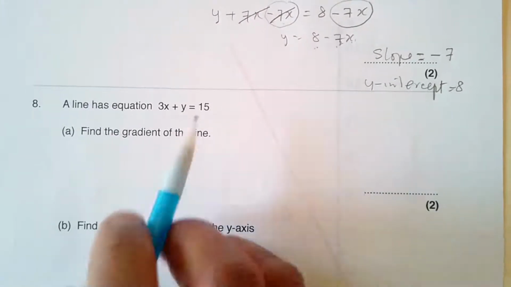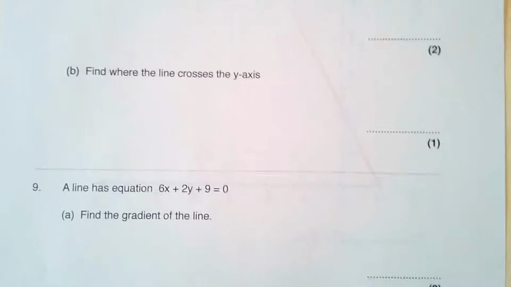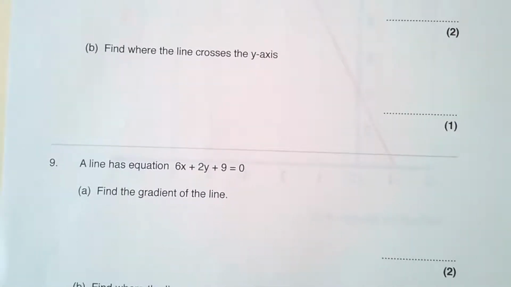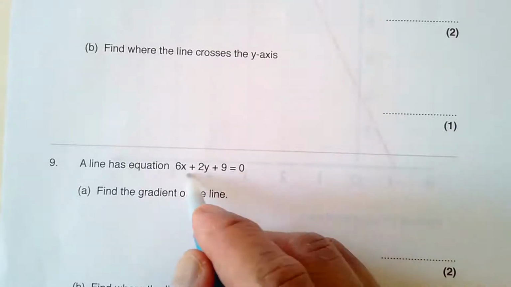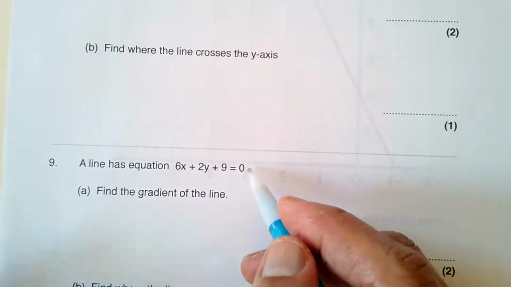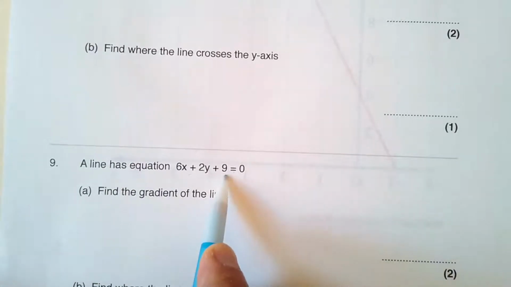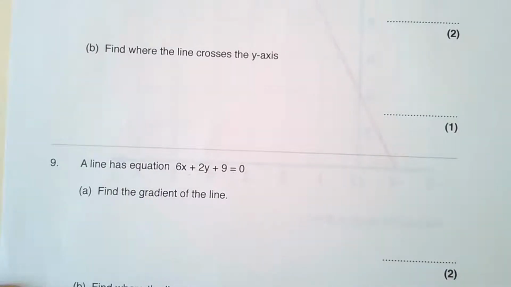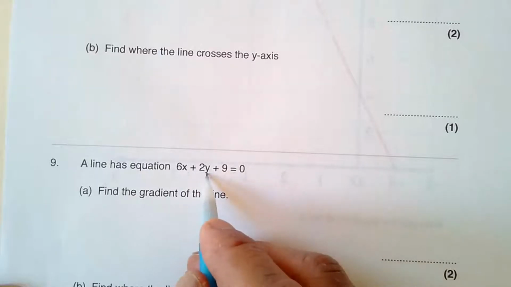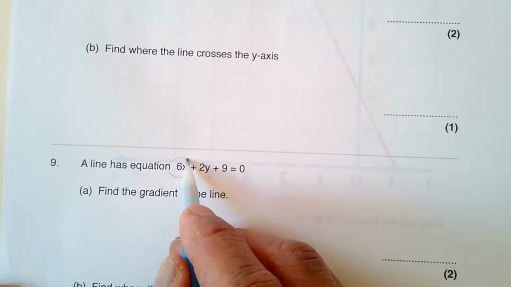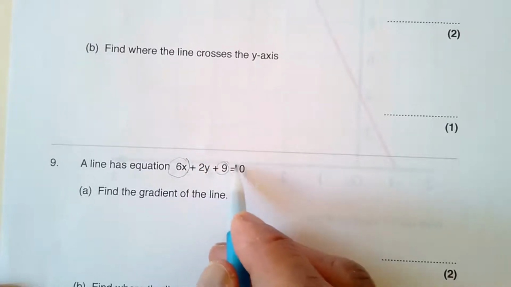Okay, so the next one is very similar. Now the final one, there are more on the worksheet, but I just want to look at this example here. This one, the x and the y's are all on the same side, as is the y-intercept. We need to isolate the y. So first of all, what you want to do is take the x and the 9 to the right.